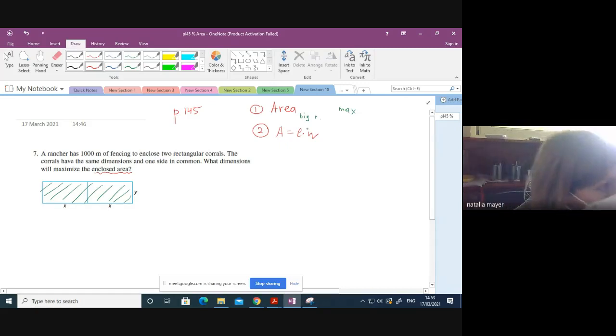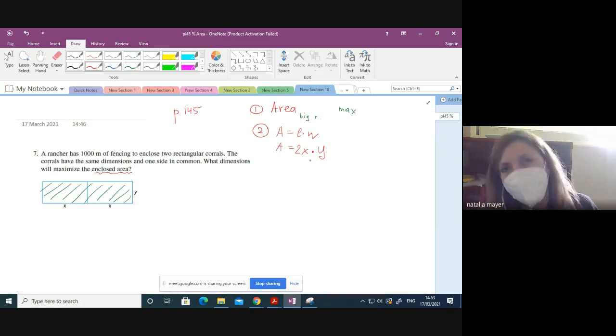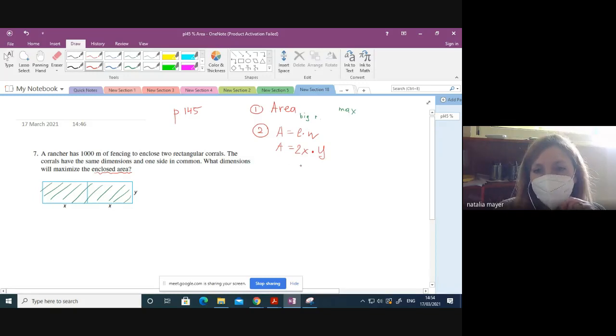Okay. So now, since we have this diagram already provided, you can right away replace the length and width with the suggested variables. So what is the length of the big rectangle? 2x. What is the width of the big rectangle? y. Okay. And after this line, you can ask yourself, did we finalize modeling the area or not?